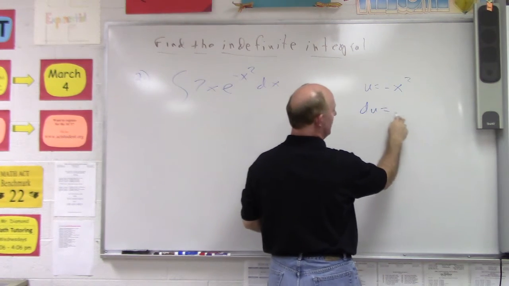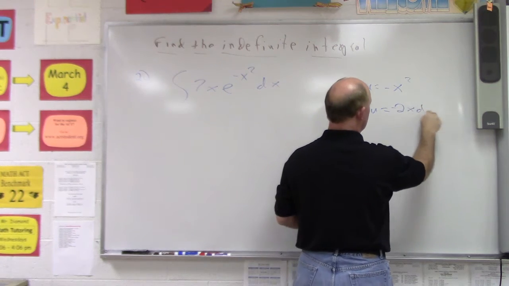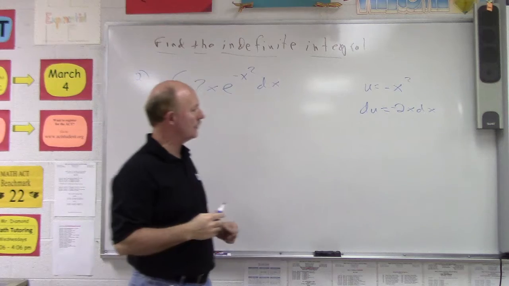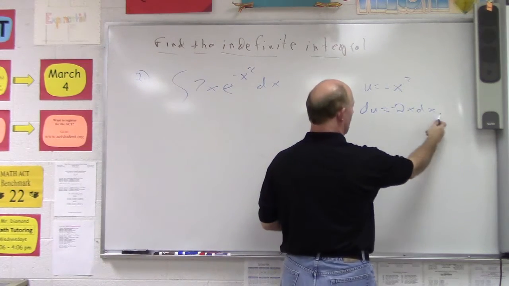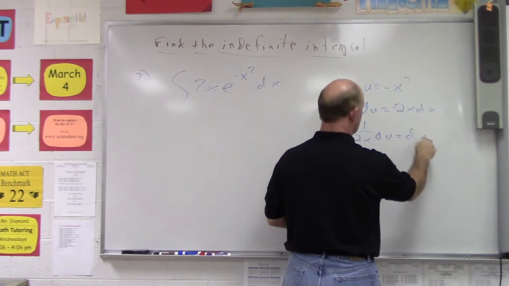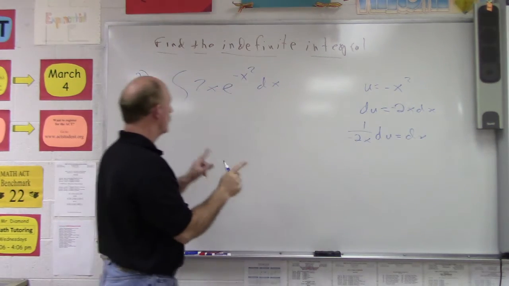So du is going to equal negative 2x dx. So we'll take your derivative. The derivative of negative x squared is negative 2x. Divide both sides by negative 2 gives us 1 over negative 2x du equals dx. All right.